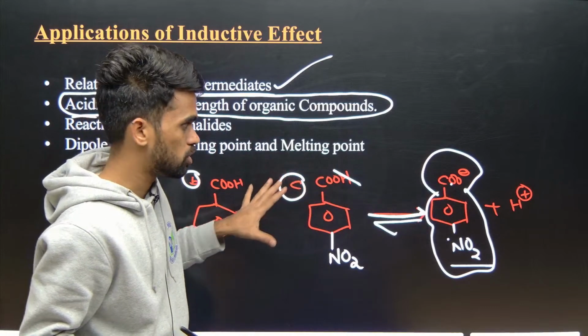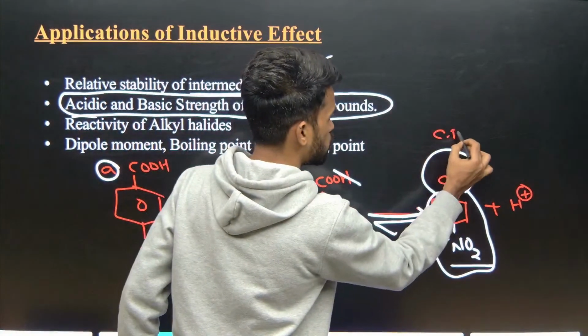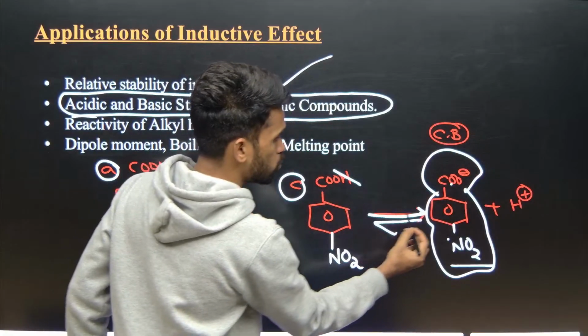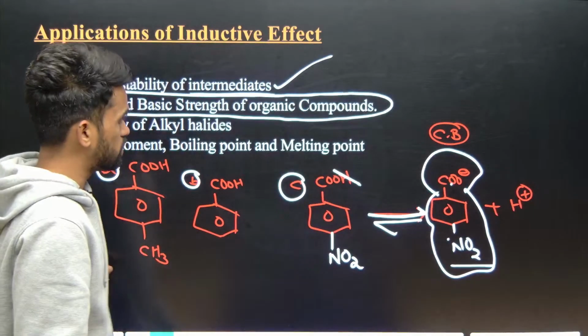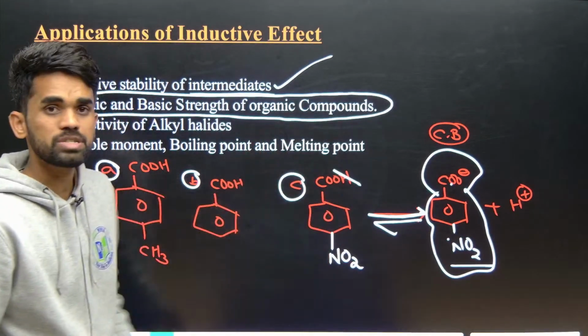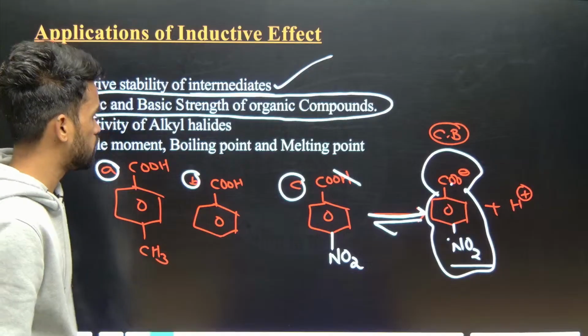This is what you need to remember. If a conjugate base is more stable, then equilibrium moves forward, which indicates the given compound is more acidic. So now out of these three, which is forming the more stable conjugate base?